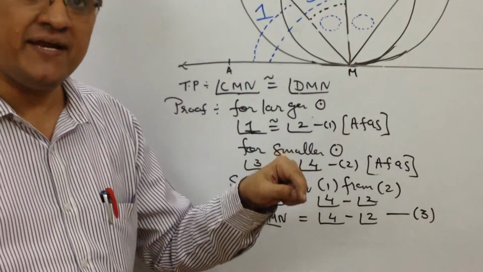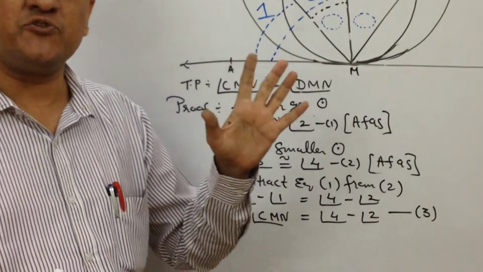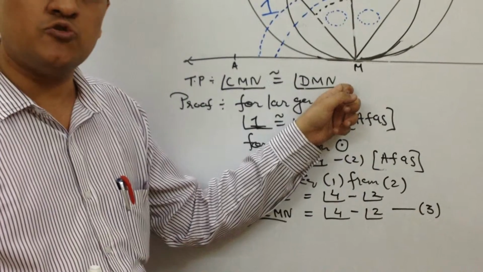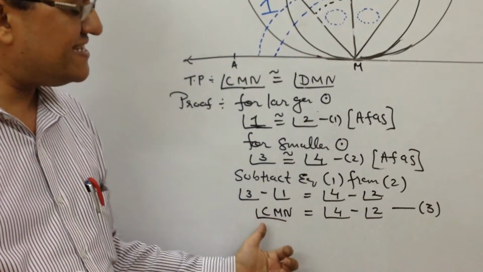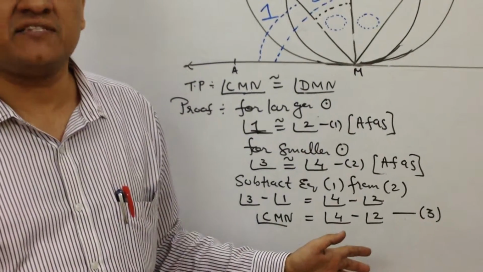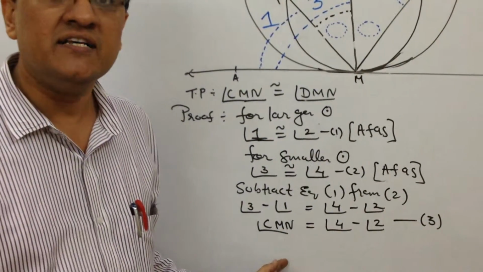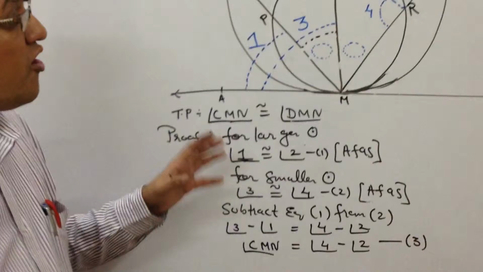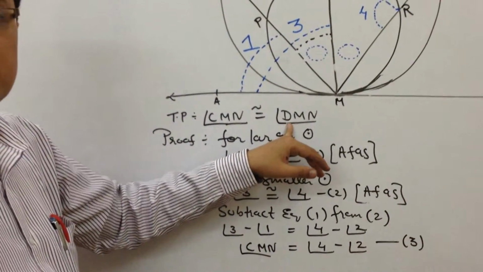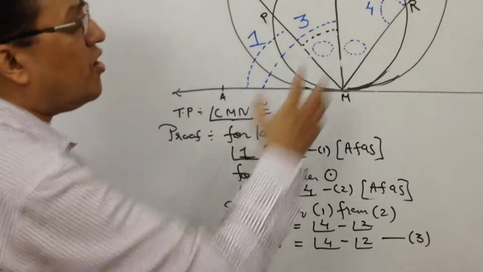In order to get CMN equal to DMN, a simple way to think is, even if I prove DMN is 4 minus 2, then I'm done with my job. Even CMN is 4 minus 2, DMN is also 4 minus 2. Their RHS are the same, therefore their LHS happen to be the same. So now we are looking at how DMN can be proved equal to 4 minus 2. We shall focus on this section.